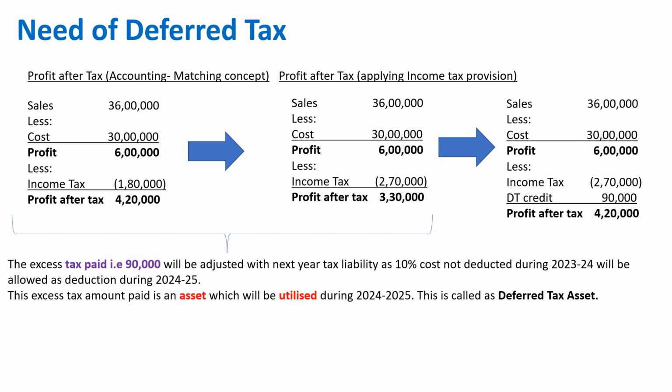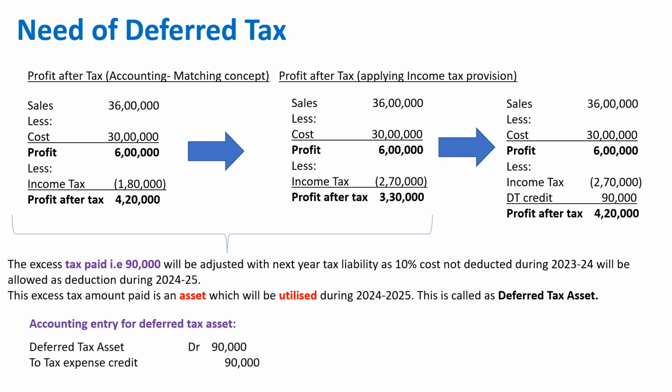The company will be passing an entry for deferred tax asset. So deferred tax credit is 90,000 rupees. The meaning of this is that this 90,000 rupees you are going to take credit for in future. And the profit after tax is tallying to 4,20,000 rupees, which was expected while calculating under accounting rules. So the entry the company is going to post now is deferred tax asset of rupees 90,000 to tax credit of rupees 90,000.